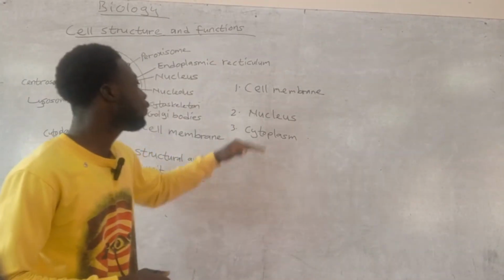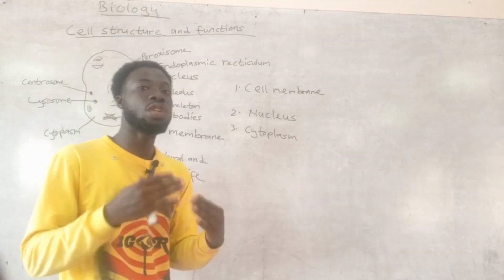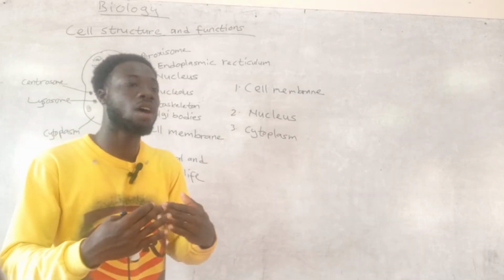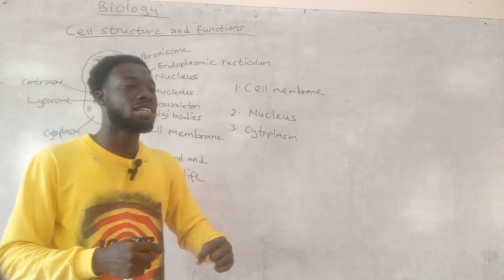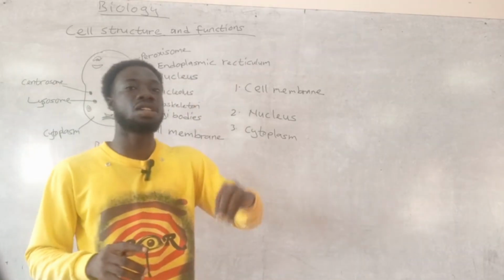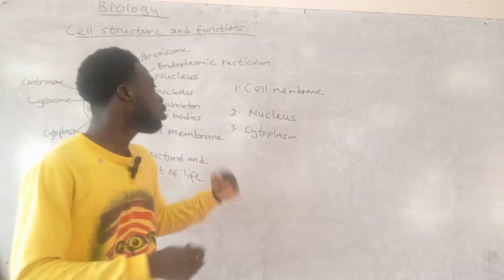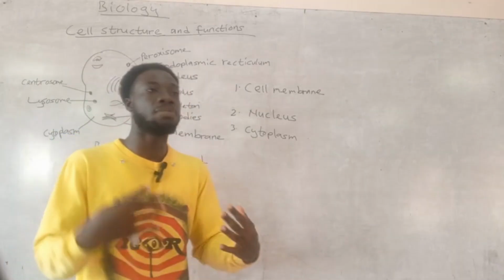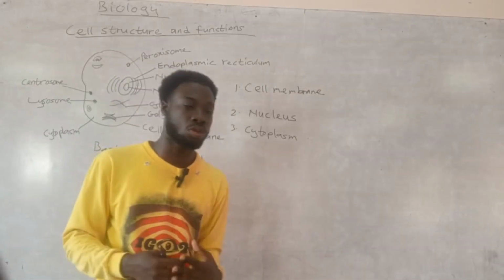All right, and we have the nucleus. We see that the nucleus is the control center of the cell. It means that when the nucleus of a cell is damaged, the whole cell is going to be damaged. And also, the nucleus carries genetic materials, for example, the DNA and then the RNA as well.